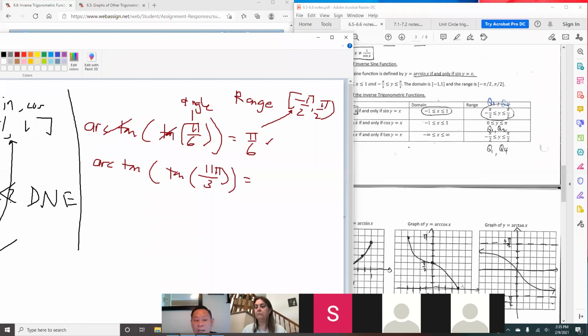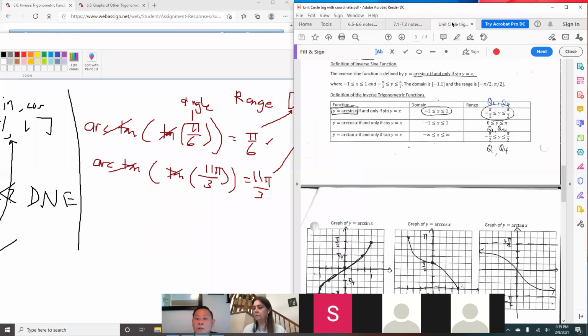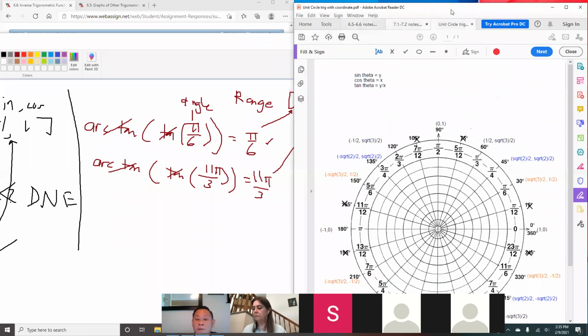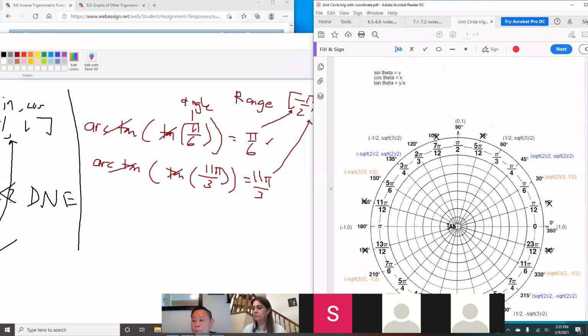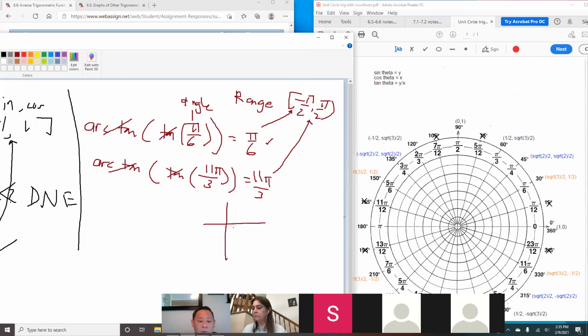So again, this arctan and tan, they can cancel out. So this is 11 pi over 3. So my question is, is 11 pi over 3 inside this range? If you want, you can look at a unit circle. Where is 11 pi over 3? Ooh, this is a lot of circles here. How many circles do we need to go through? One full circle is 2 pi. 2 pi is what? 6 pi over 3, right?